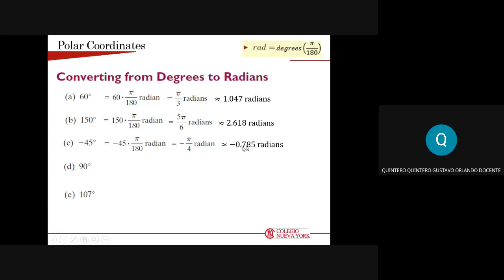Negative 0.785 radians. Congratulations to Vale Moreno and Juan Camilo Alba. All right, also Lau Botero, Brian Jimenez, and Juliana Parra. Also, Brian, don't forget about rounding, brother. 0.785. All right, the next number was a 5, so don't forget about rounding.